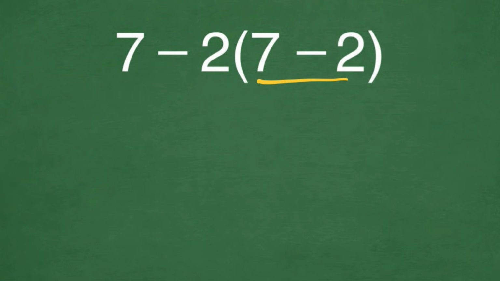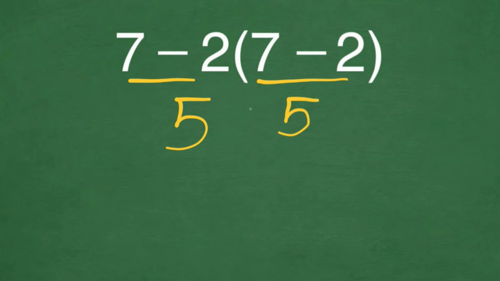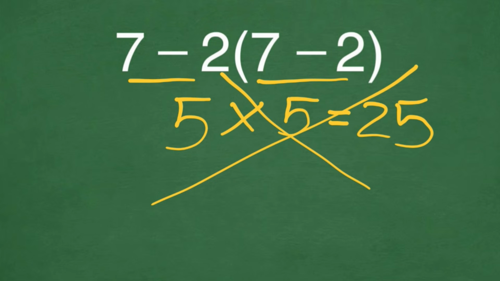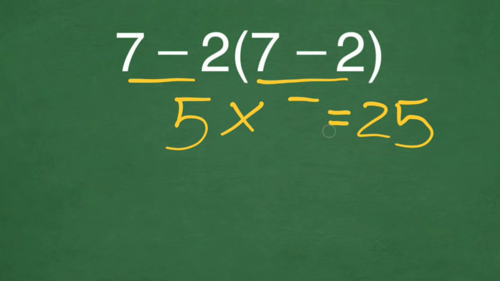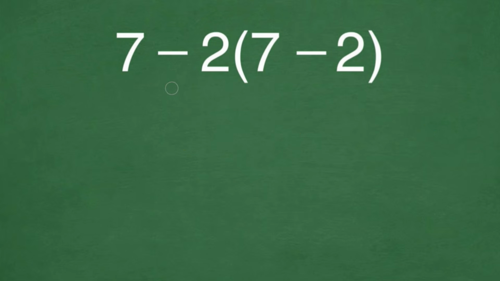7 minus 2 gives us 5. And again, 7 minus 2 gives us 5. 5 times 5 is equal to 25. But this answer is not correct because we didn't follow the correct order of operation. I'm going to explain that in just a minute.